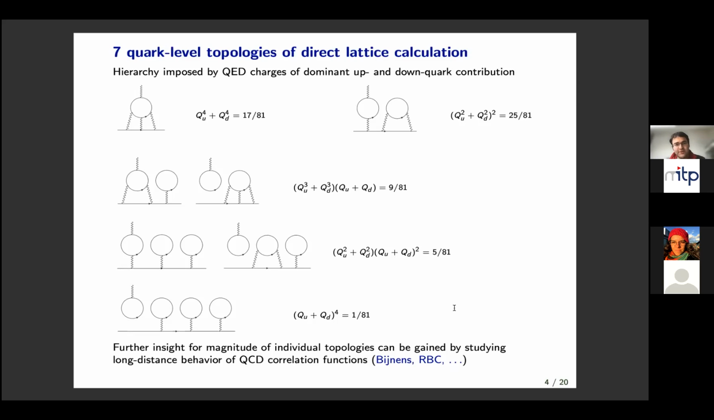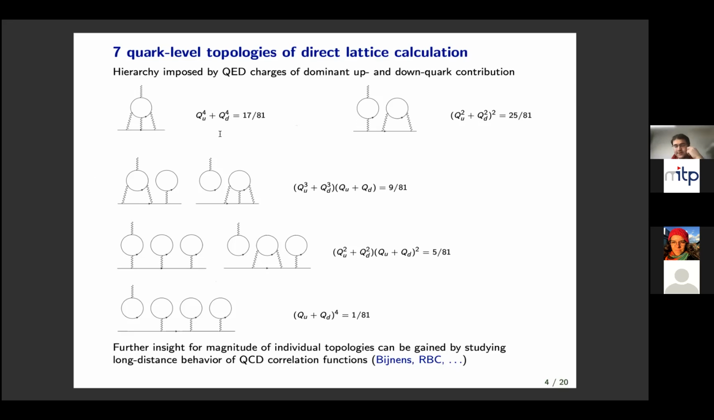So the quark level topologies that I already explained previously are complete, in the sense that here we don't have the issue that there's an infinite tower of topologies that we would need to add up. These seven are all there is, and they still have a hierarchy among them, which is evident, of course, by the states that propagate with them, but also already when you just think about the QED charges of how the photons couple to the quark loops.